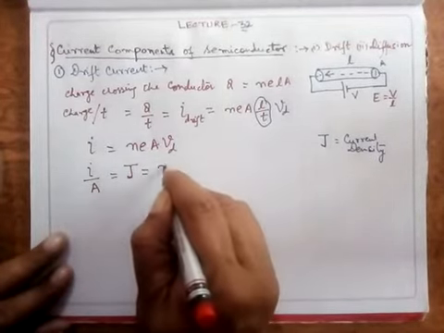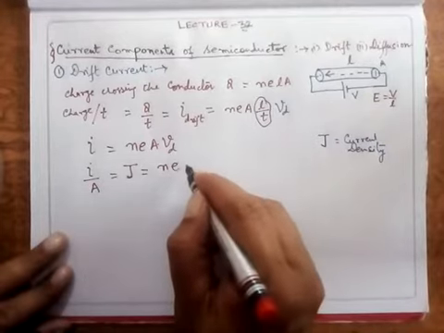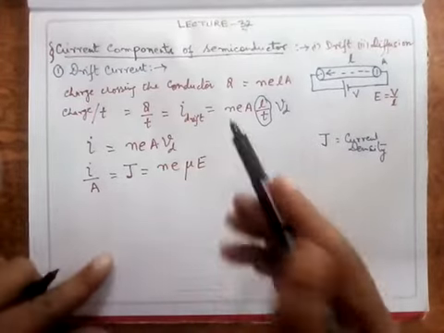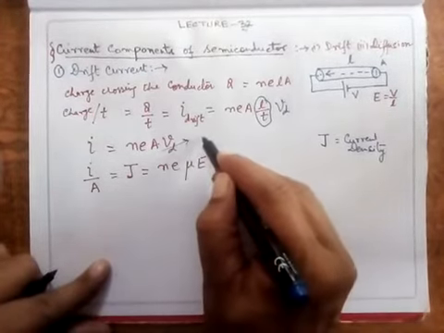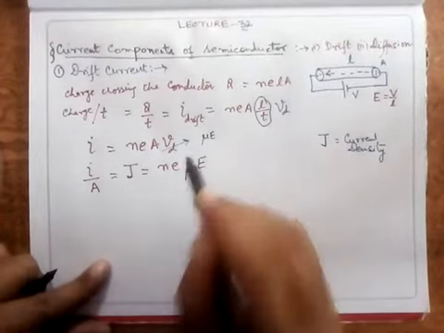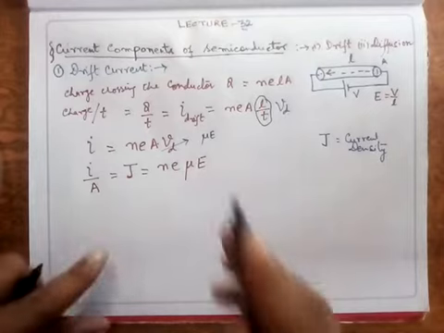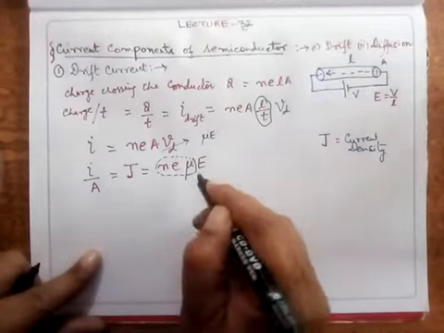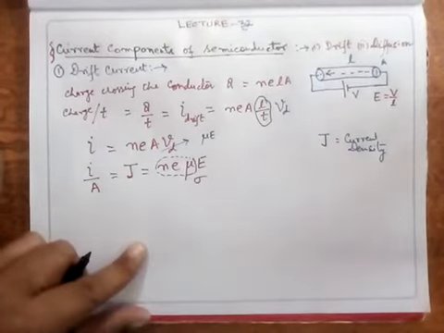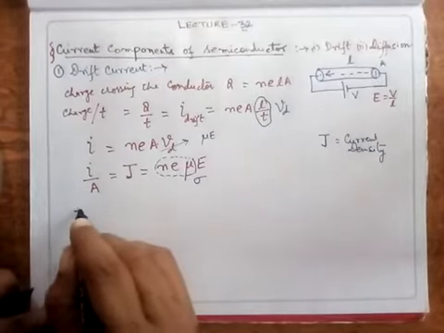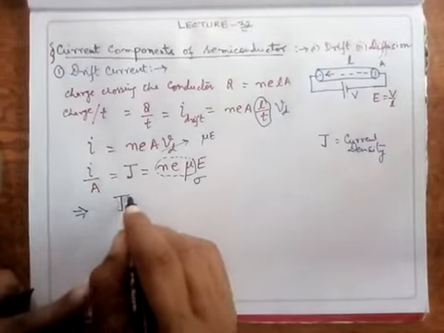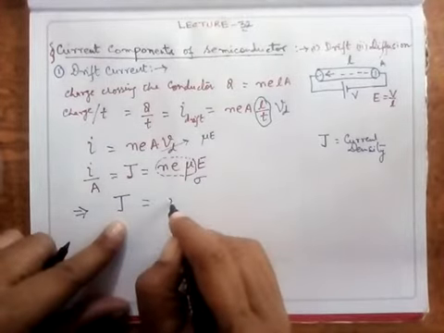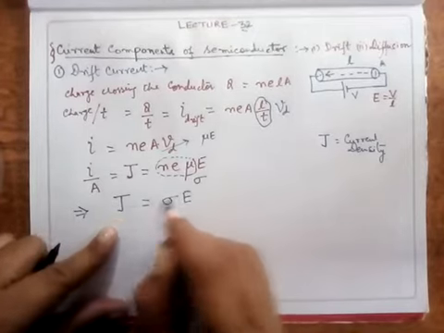I can say it is equal to N into E into Vd, and can I write this Vd is equal to mu into E? I replace this drift velocity by mu E. This is what I have done here. And if you look at this factor, this mu N E is equal to the conductivity sigma. So from here I can say that J, the drift current density, is equal to sigma E, in general for any conductor.